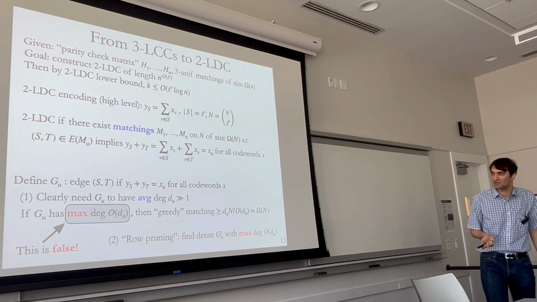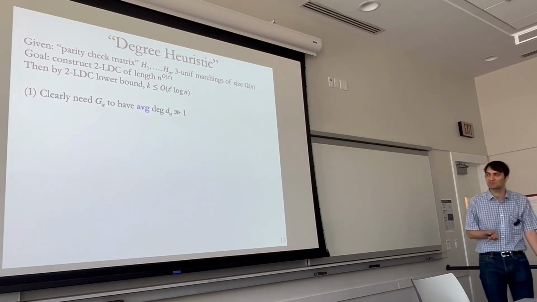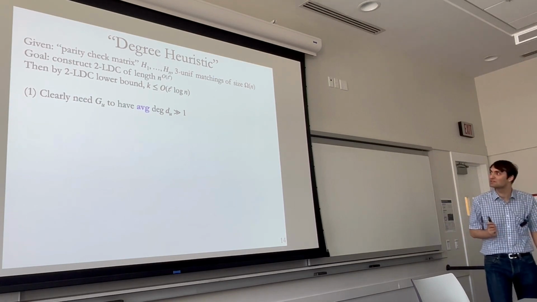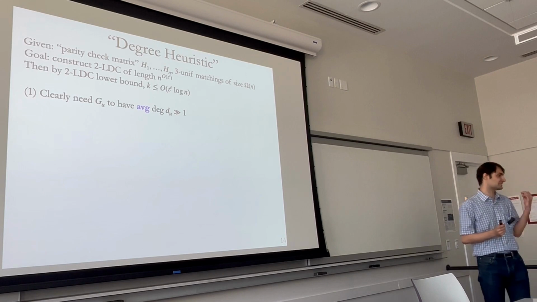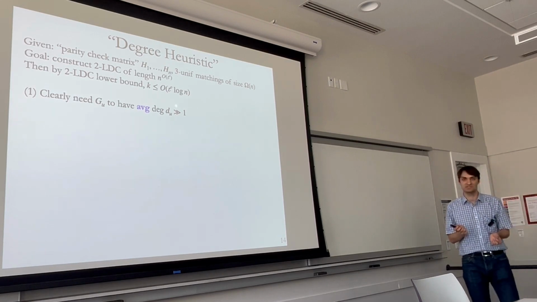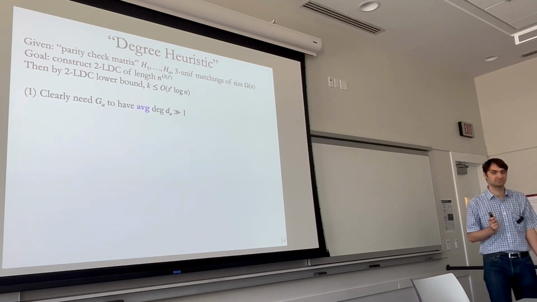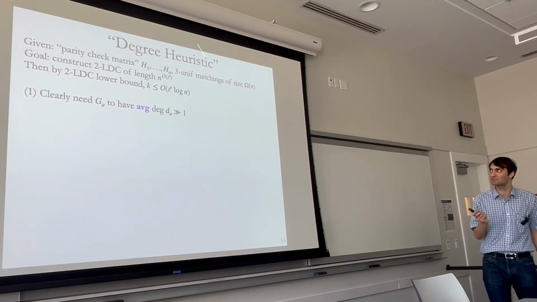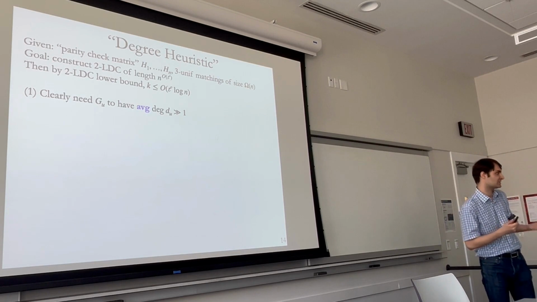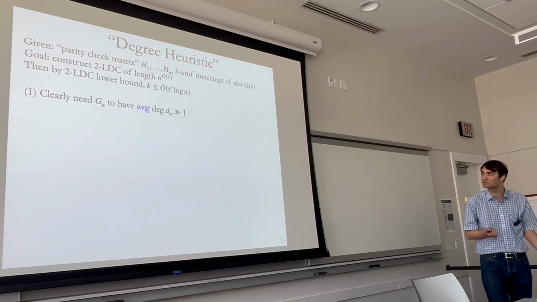Okay, so let's talk a bit about step 1, showing that the graph has large average degree. And by the way, the average degree is going to depend on the parameter L. So essentially, we're going to set L such that the average degree is at least some constant. And then that will tell us the lower bound that we get. Okay? So we're going to call this the degree heuristic, which is giving us some intuition of the potential best lower bound we can prove.